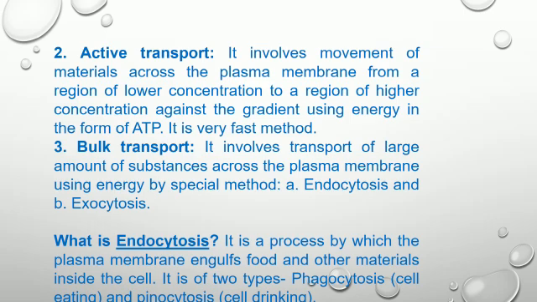Bulk transport. It involves transport of a large amount of substances across the plasma membrane using energy by a special method. This is of two types: endocytosis and exocytosis. Now, what is endocytosis? It is a process by which the plasma membrane engulfs food and other materials inside the cell. It is of two types: phagocytosis or cell eating and pinocytosis or cell drinking.